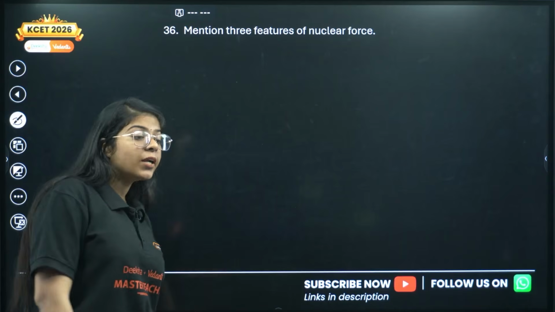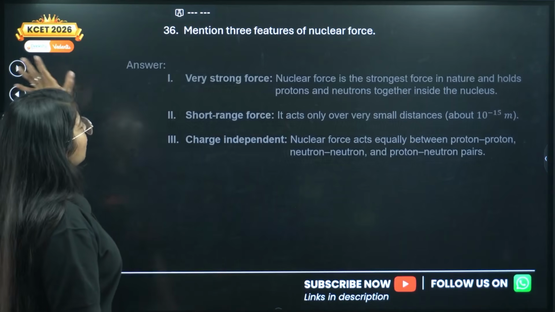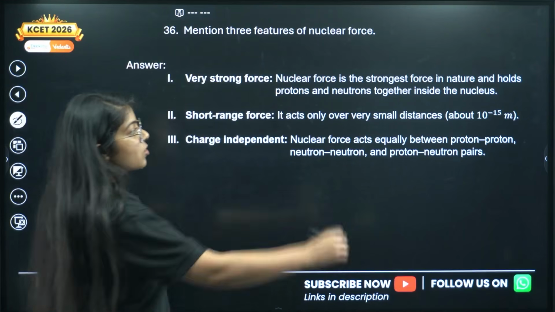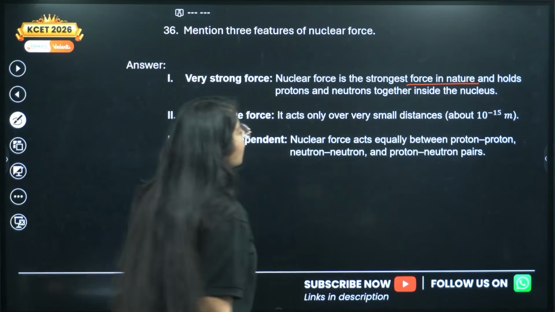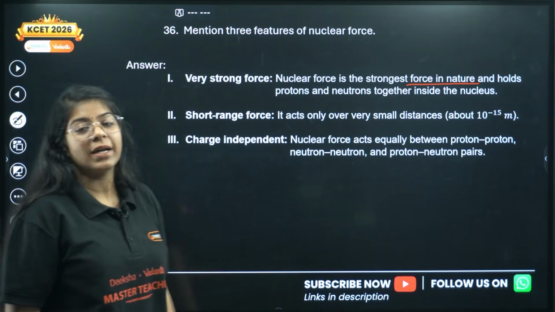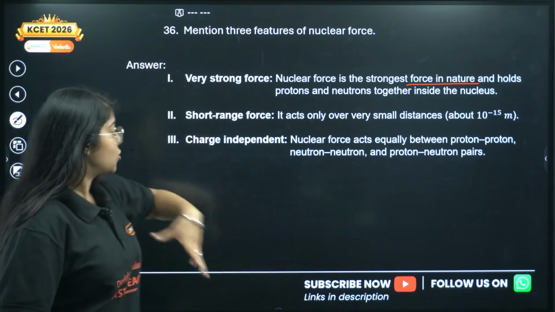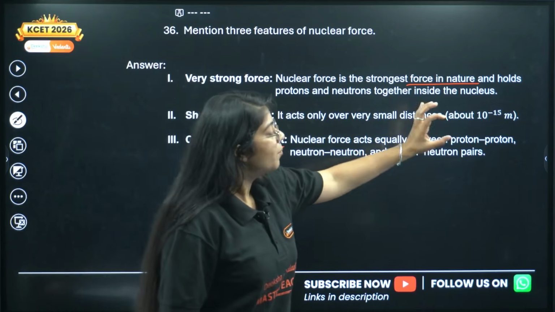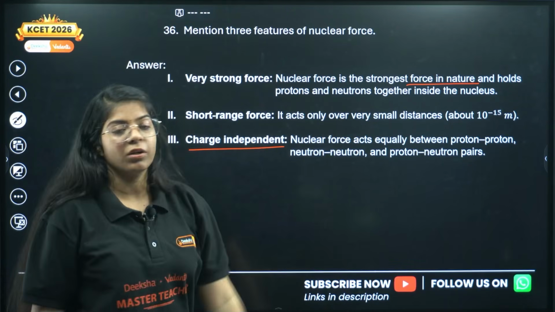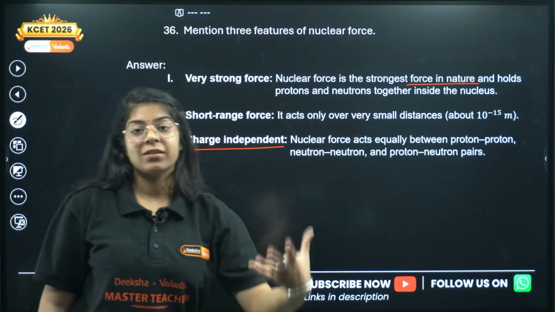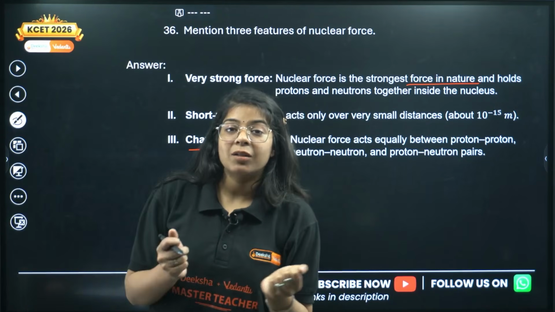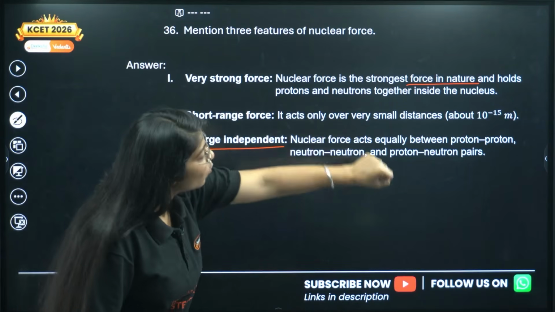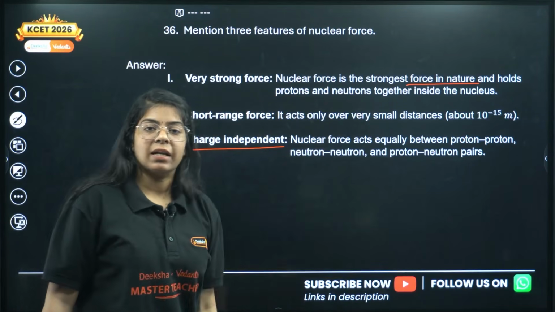Okay. The 36th question then says, mention 3 features of nuclear force. Now we have studied nuclear force, very easy. We know that it is the strongest force in nature and holds protons and neutrons together inside the nucleus. It is charge independent. Nuclear force acts equally between proton-proton, neutron-neutron, proton-neutron pairs. Unlike electric charges, which only attract between unlike and repel the like pairs, this happens equally between like as well as unlike pairs.